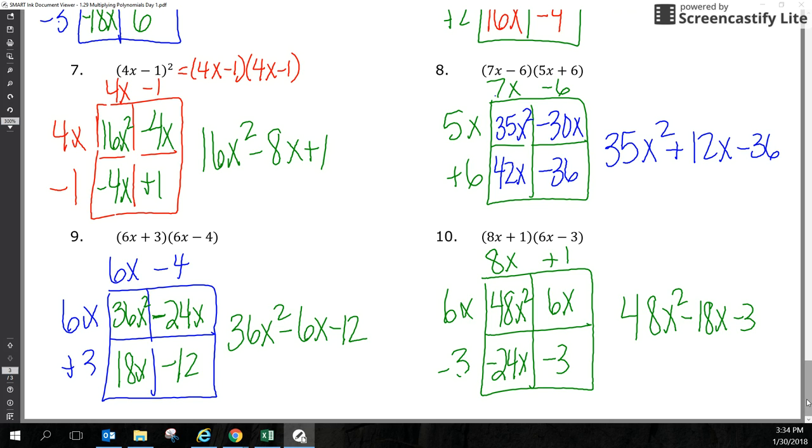And that's your homework for 129. Homework number 3, multiplying polynomials.